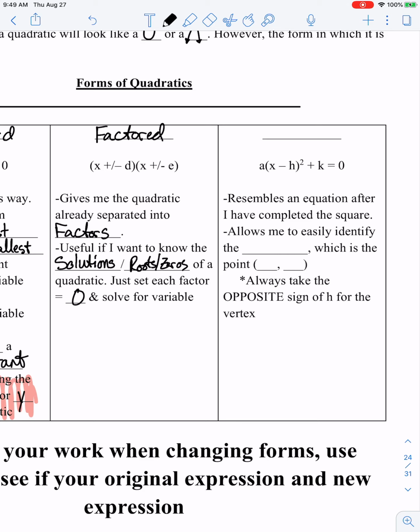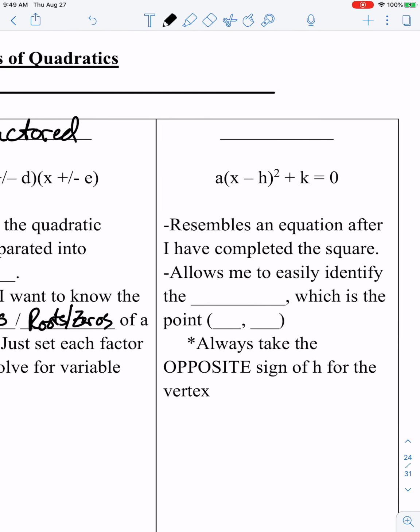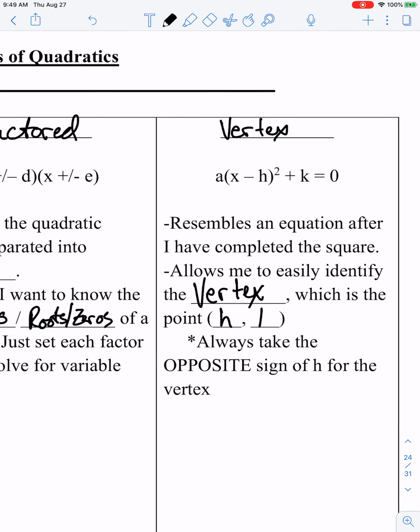The last form is going to be called vertex form. Vertex form resembles an equation after you've already completed the square. It allows you to easily identify the vertex. I wonder how it got its name, okay, which is the point (h, k). Always take the opposite sign of h for the vertex.